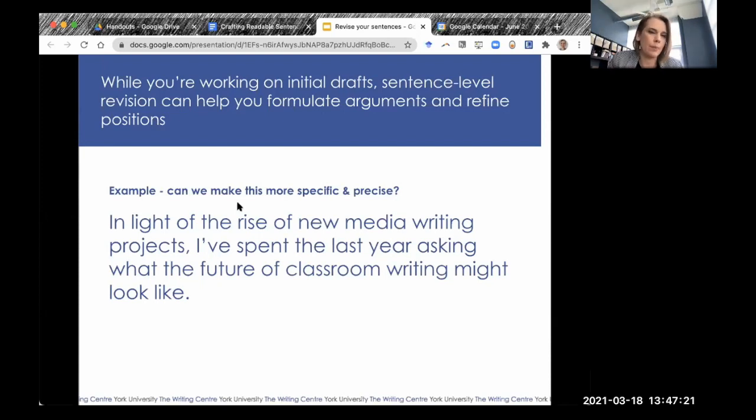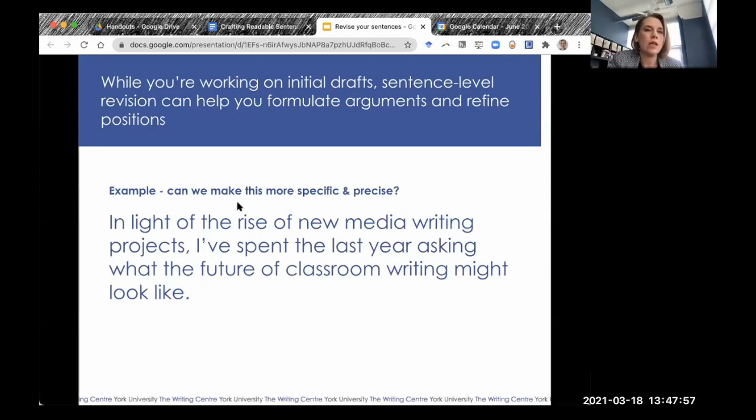So if we look at this example of a sentence that's in development at the beginning of our drafting, we're going to workshop it to show how we would work at the sentence level earlier in the writing process. So the sentence is, in light of the rise of new media writing projects, I've spent the last year asking what the future of classroom writing might look like. So there are a number of ways that this can become more specific.